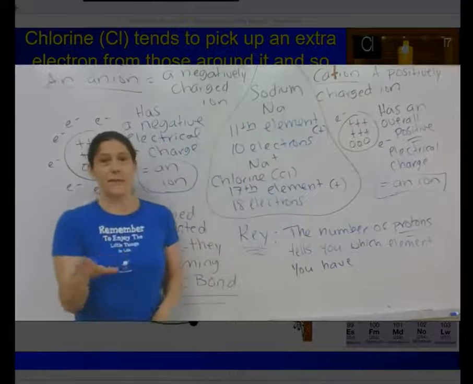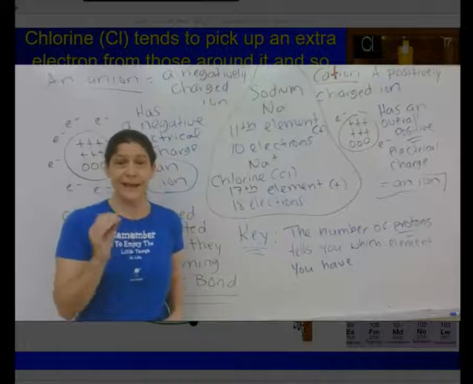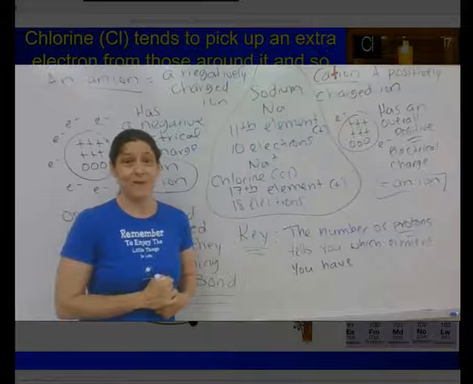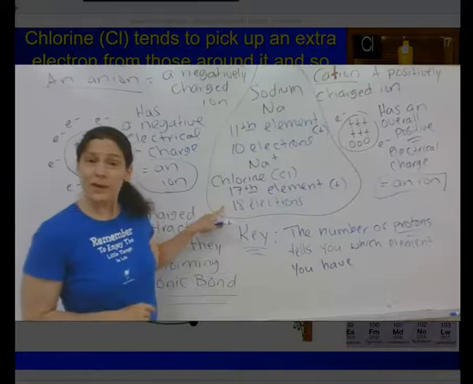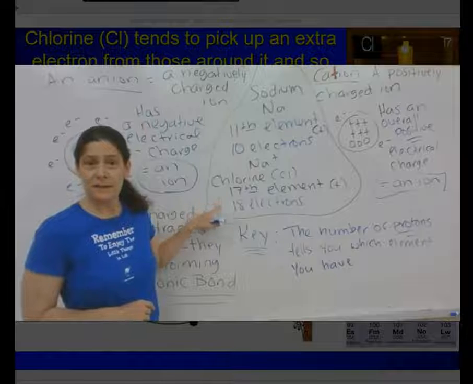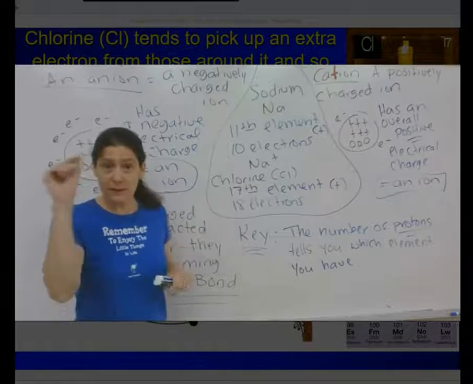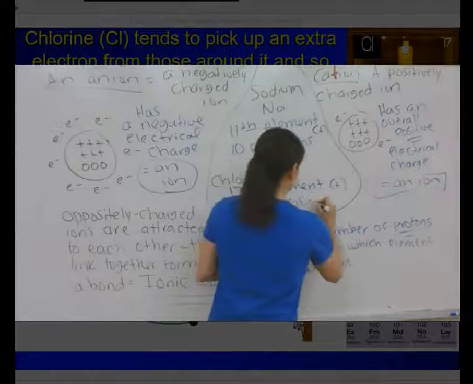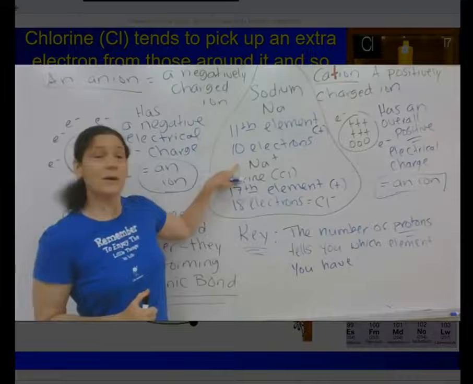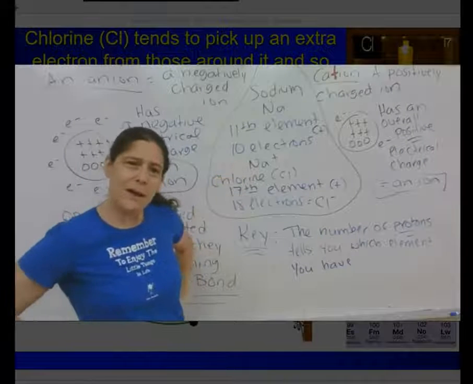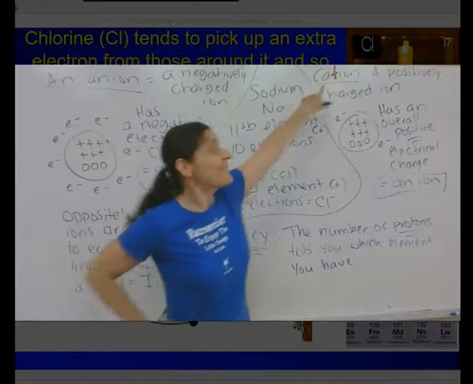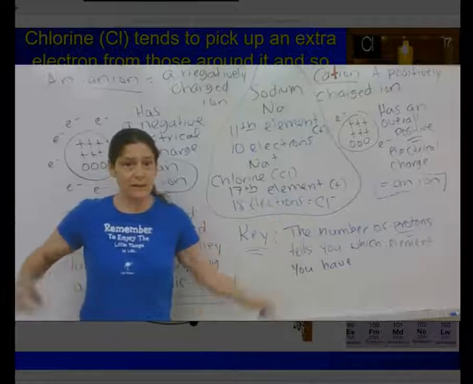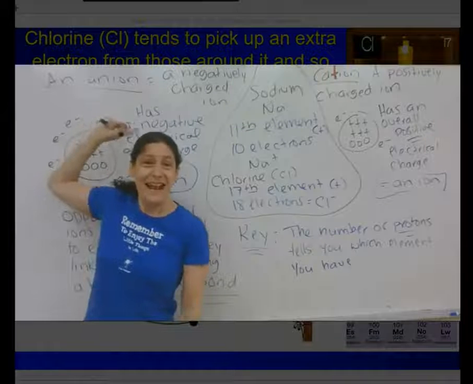So if I just gave you the information, it's the 17th element, it has 18 electrons, and I said, okay, is it an ion? What would you hopefully tell me? You'd hopefully be like, well, yeah, it has one more electron than proton. It is overall negatively charged. And I'd put a little negative sign next to that Cl of chlorine. So sodium is a positively charged ion. What do we call the positively charged ions again? Cations. Chlorine likes to form a negatively charged ion. What do we call negatively charged ions? There it is, an anion.